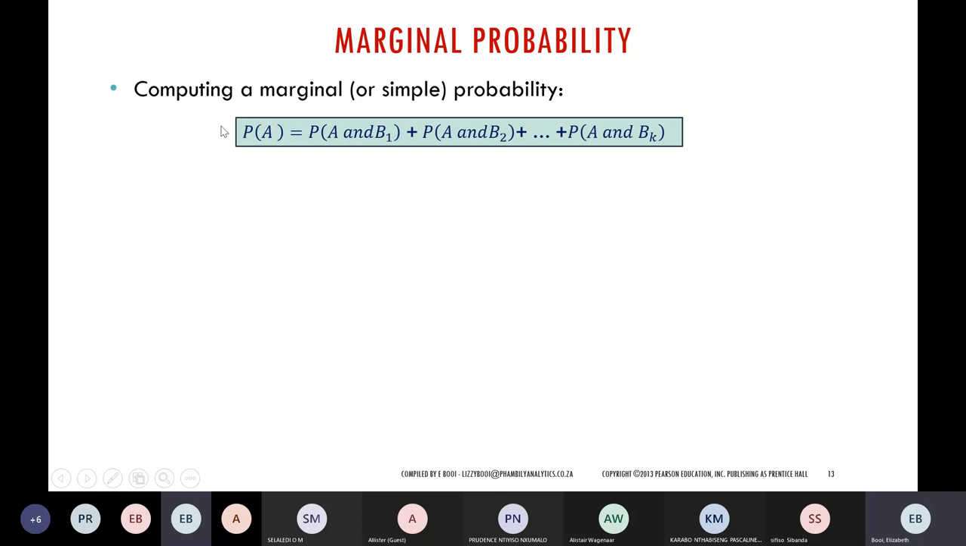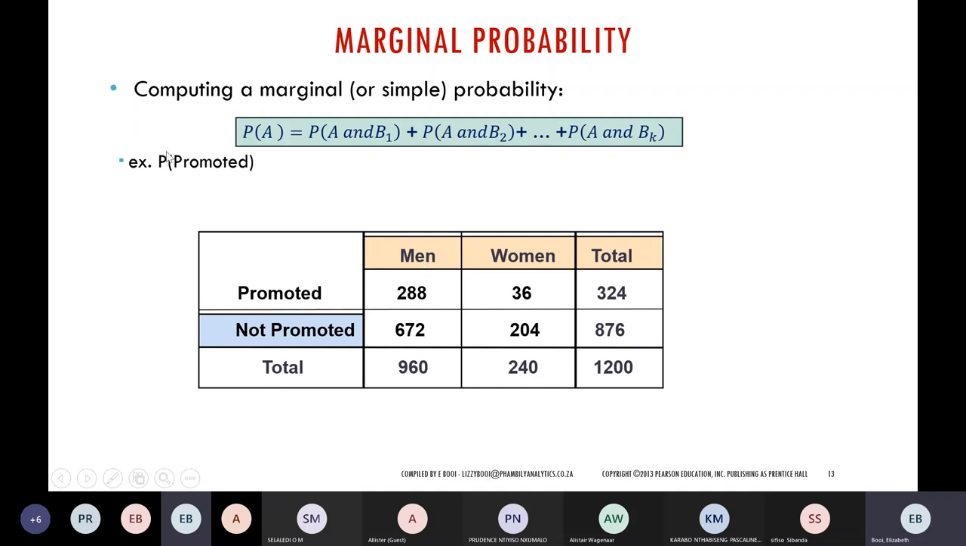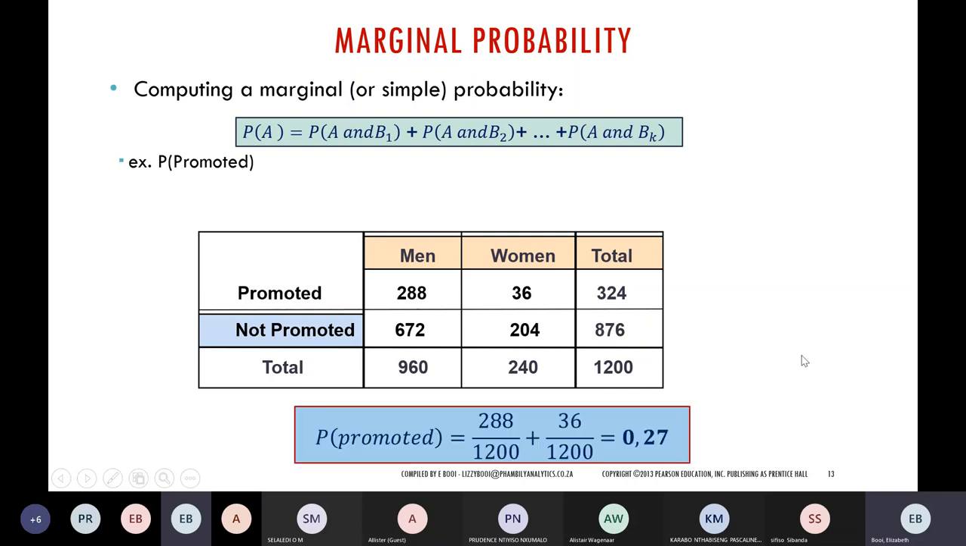Otherwise, if you're calculating it using the totals, you will be calculating your simple event easier, because then the simple event is just the sum of all the joint events, which is the total. So we looked at an example of calculating that. If we want to calculate the probability of being promoted, then if we do not have the total, we just add the probability of men and promoted, which is 288, plus women promoted, which is 36. So it will be 288 plus 36 divided by 1,200, which will give us 0.27, which is the marginal probability. And if we had the total, we could have just used 324 divided by 1,200, which would give us the same answer. So that's how marginal probabilities work.